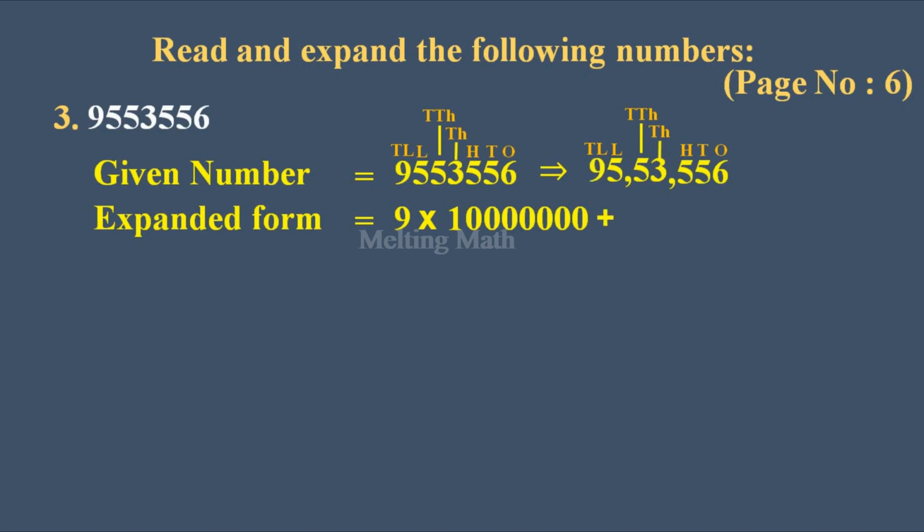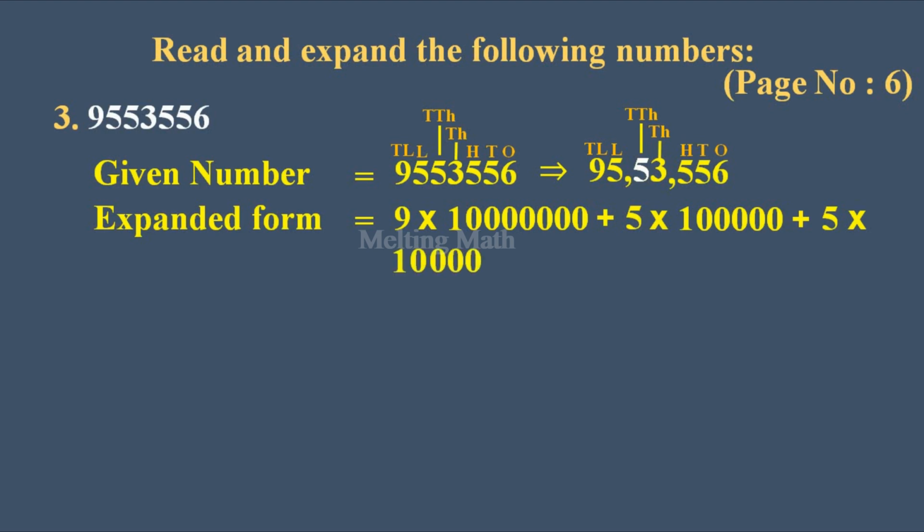Then plus, the next digit is a 5, that is in the place of lakh, so just multiply 5 with 1 lakh. We know lakh means 5 digits of 0. Then plus, the next digit is 5, that is in the place of 10,000s. So just multiply 5 with 10,000. 10,000 means we first write 10, then write 3 digits of 0.